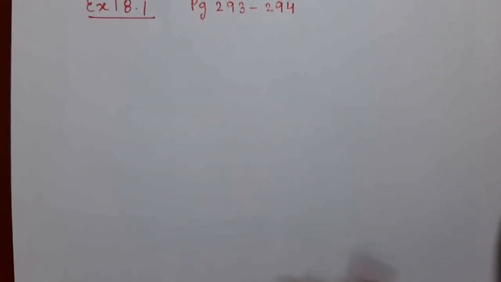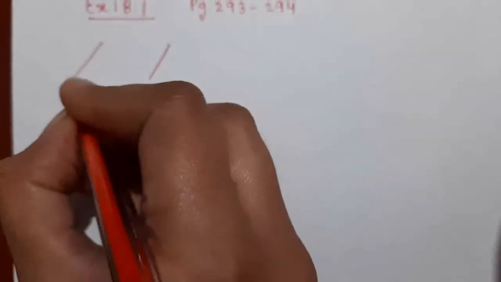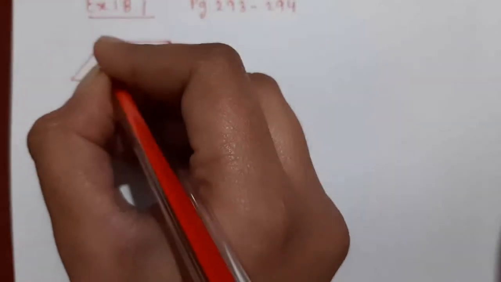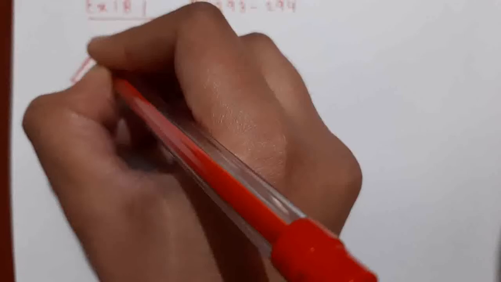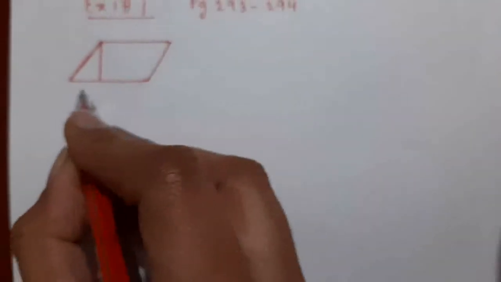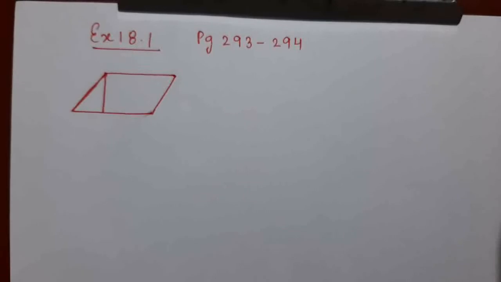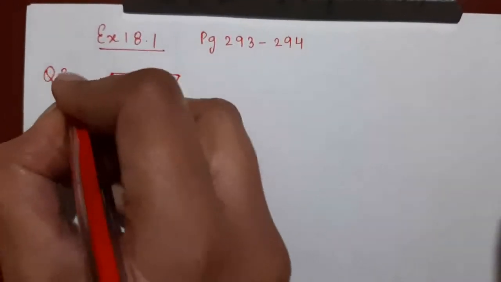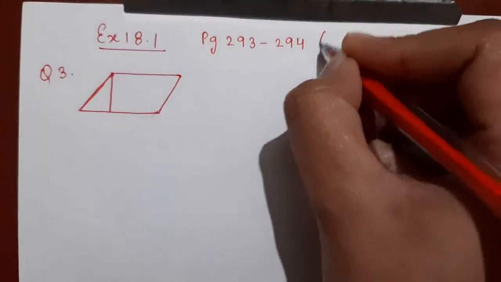So, what is a parallelogram? In a parallelogram, the opposite sides are parallel, and there is a slant, and this will be the height. This is the base and this is the height. So we will start with question number 3 of exercise 18.1. Today we will be doing question number 3 and question number 5.